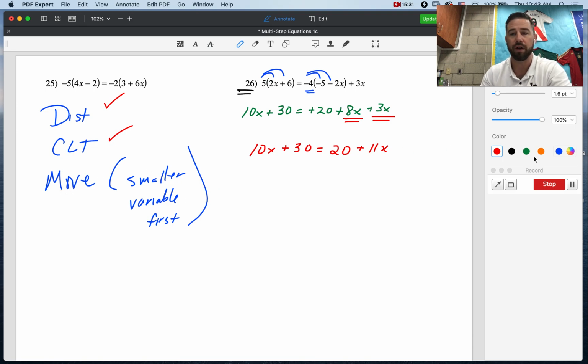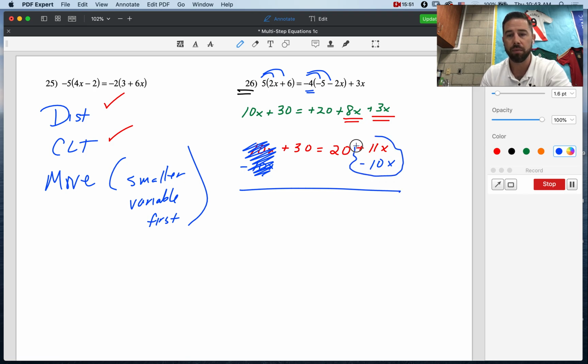We got to move the smaller variable first. Well, for me, we have 11x and 10x. Well, 10x is smaller than 11x. He's positive. Since he's positive, I'm going to subtract. Okay, if he was negative, I would add, because that's how you get rid of things. Okay, these are all my variables, which means everything else over on the right-hand side has got to go. Okay, it's a positive 20, so we're going to subtract 20.